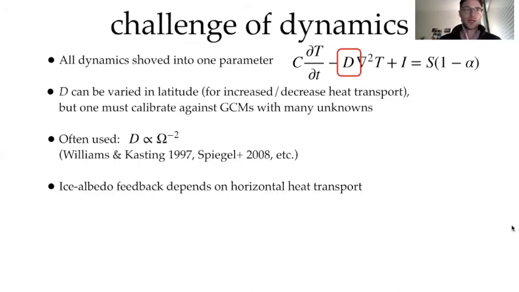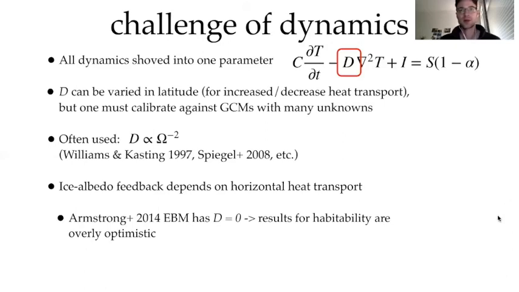Another comment I want to make, and this is really a word of caution, is that the ice albedo feedback fundamentally relies on the heat diffusion term. Basically, it doesn't operate if you set D equal to 0. And I pointed this out in my 2018 paper, that in the EBM used in Armstrong et al. 2014, they neglected this term entirely. And so their result, which said that orbital variations enhance habitability by suppressing ice albedo feedback, is really overly optimistic, because they really weren't capturing the ice albedo feedback.